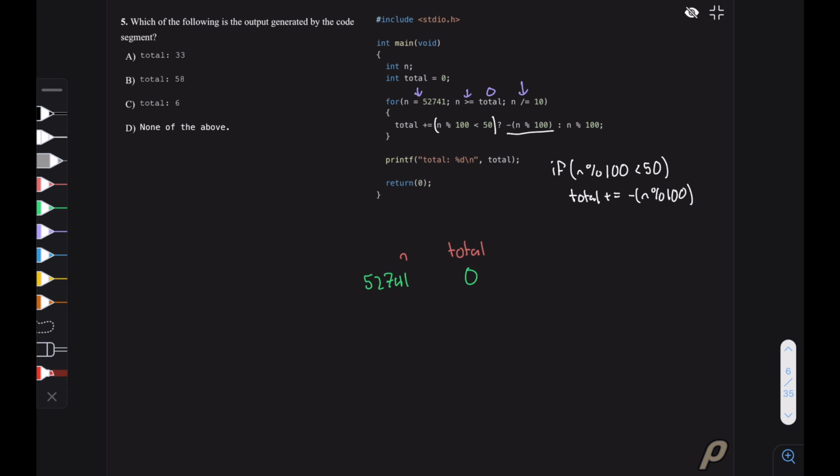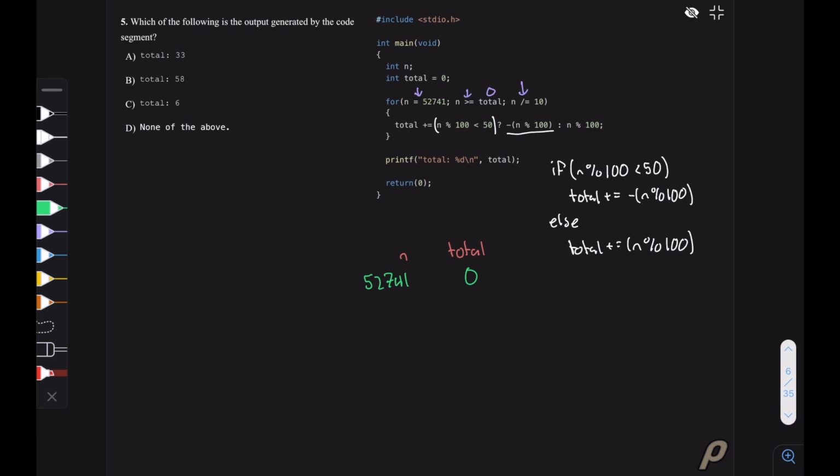And then if it's not true, then we're at the back half of it there. Otherwise, our total plus equals n mod 100. So basically all this is doing is this mod 100 gets the last 2 digits of n, and then either we're subtracting total by it or we're adding total by it. And then we're doing that while n is greater than or equal to our total. So let's take a look through our first loop.